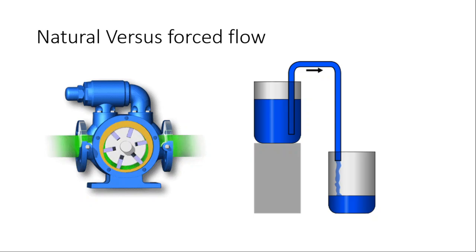Let's consider an example. This is a pump in which we use electrical energy, which is converted into mechanical energy, and then the mechanical energy is utilized in order to transport the fluid from one part to another part. On the other hand, there is an arrangement which is called a siphon. With this siphon, you don't need to consume extra energy in order to transport the liquid from this part to that part. Okay, let's consider a video as well.